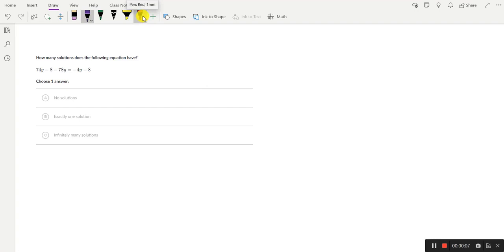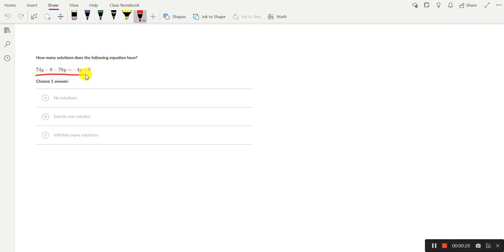Now we have the number of solutions to an equation. That would be the problem here. And they're asking us, how many solutions does the following equation have?